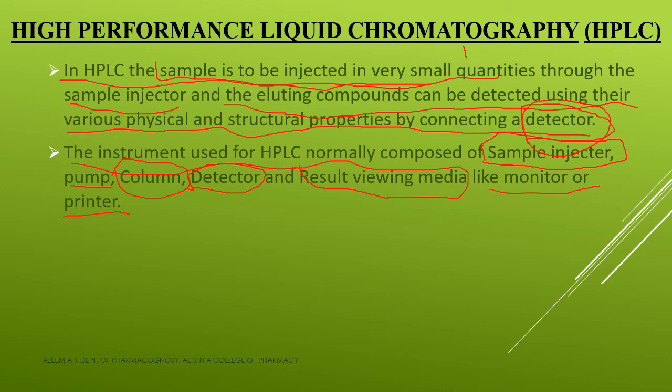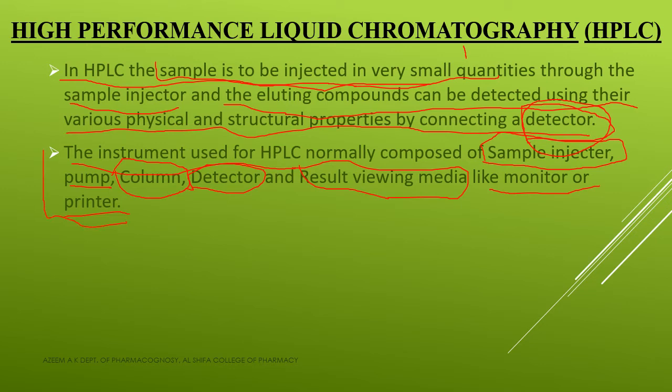Clear? So in HPLC the sample is to be injected in very small quantities through the sample injector. The sample injector is present along with the instrument, and through this injector only the sample should be injected in a very small quantity, approximately around 10 microliter. Then after eluting, the eluent compounds can be detected using their various physical as well as structural properties by connecting to a detector. Clear?